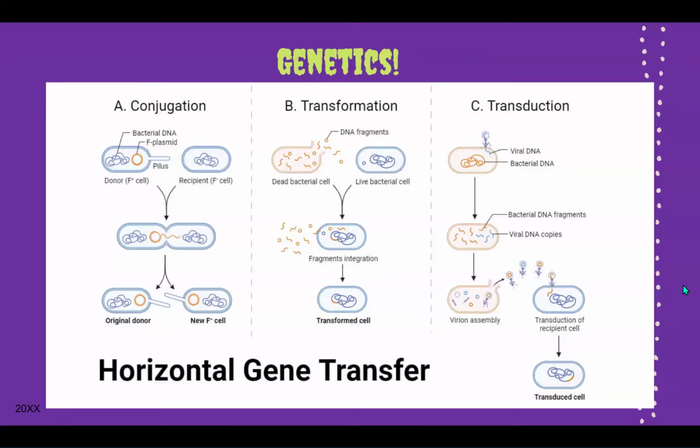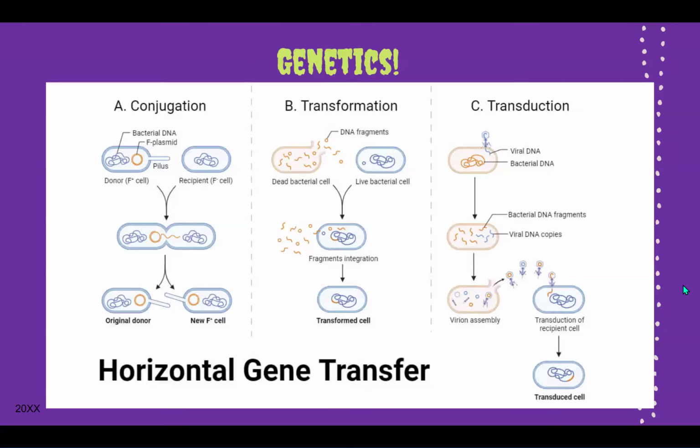Transformation is where a cell is able to take in information from other cells around it to then become, let's call it a super bacteria, if you will. Things like E. coli are what we call competent bacteria, where they will actually hunt and kill other bacteria and steal their genetic information.